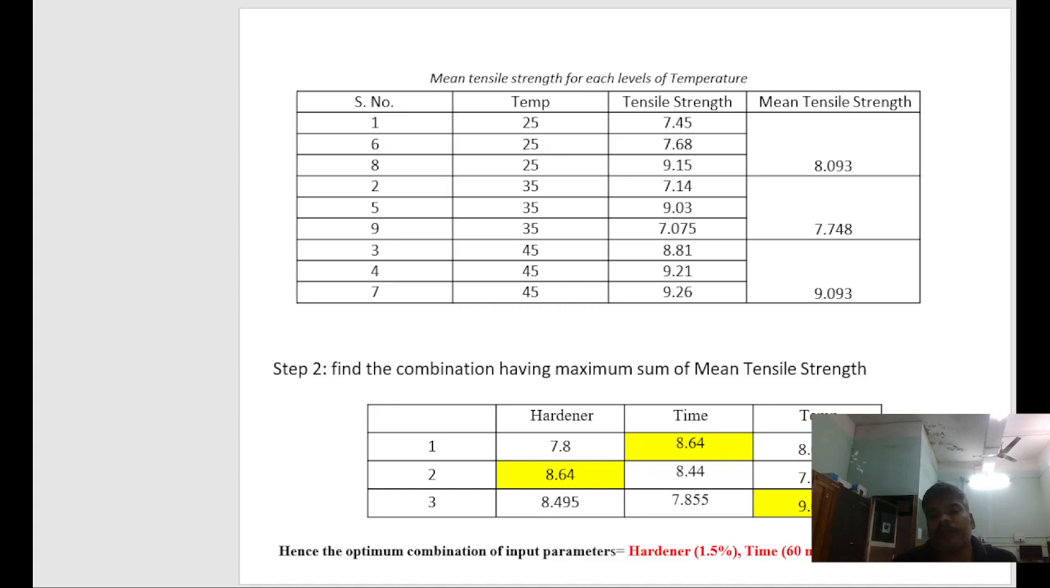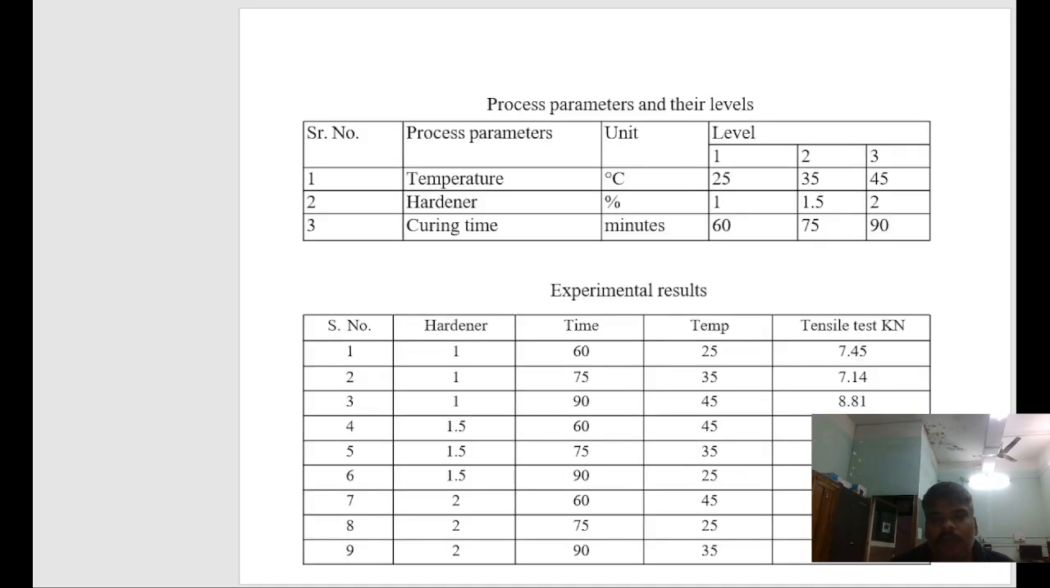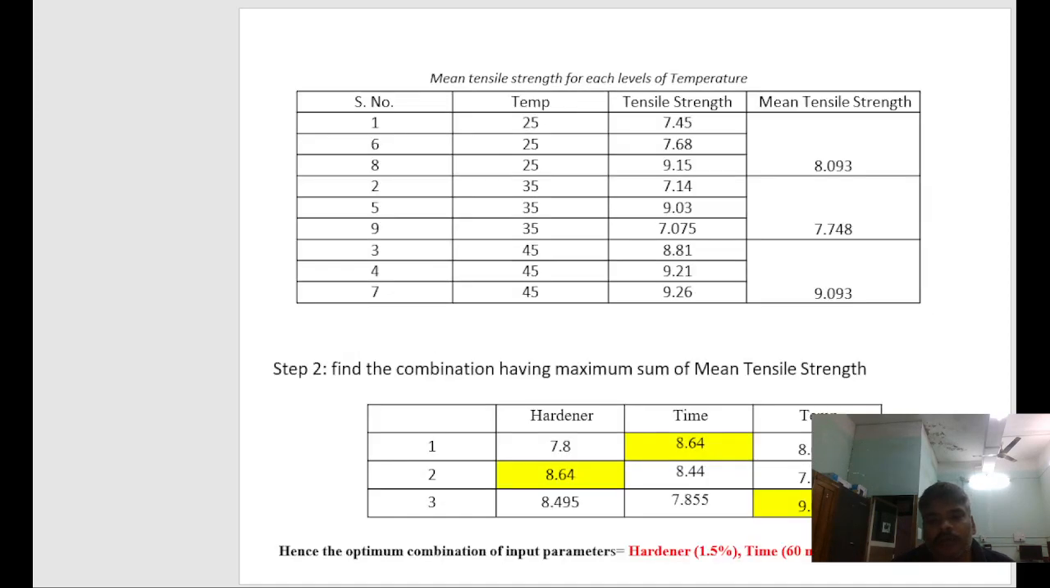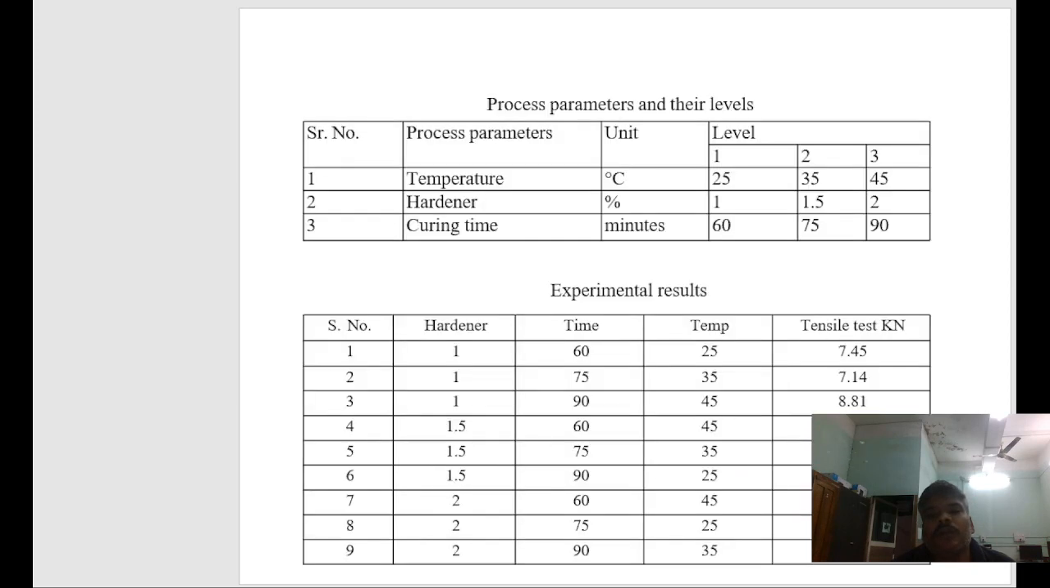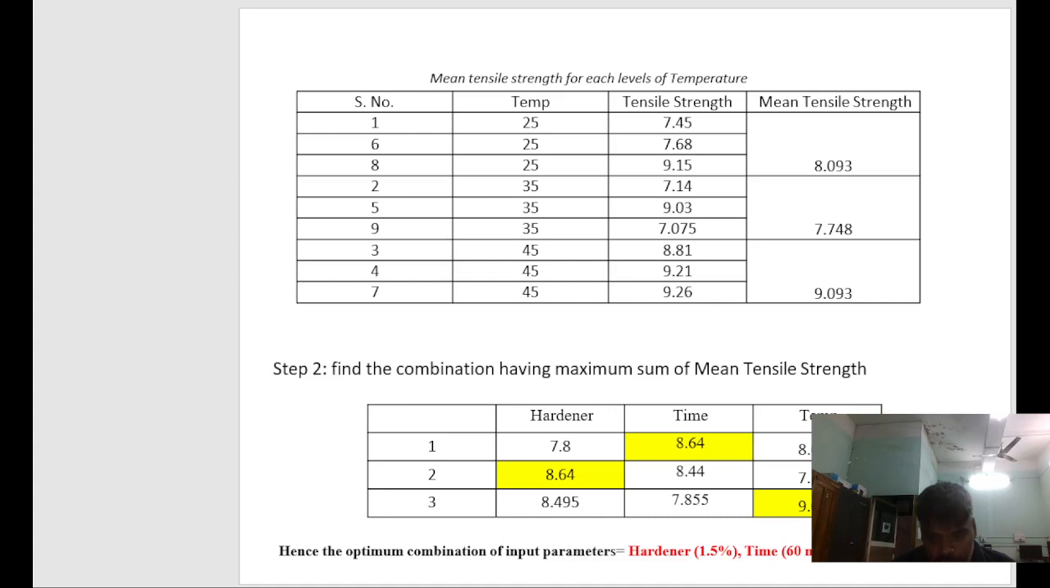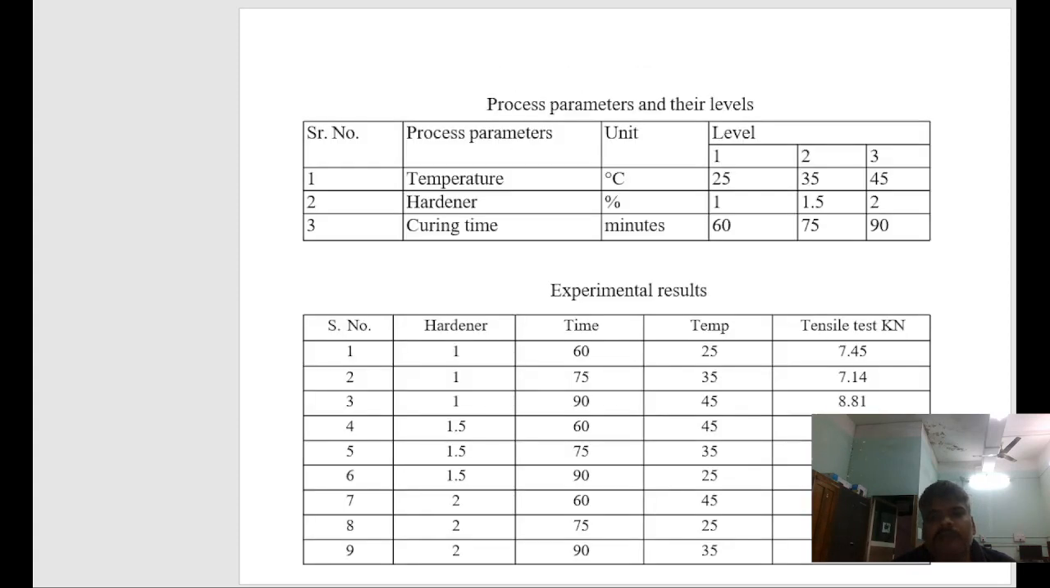Then step 2 is to find the combination having the maximum sum of mean tensile strength. So hardener level 2, time level 1, temperature level 3. Hence the optimized combination of input parameters: hardener should be 1.5%, level 2, you can see in level 2 the hardener is 1.5. Time level 1, so in level 1 time is 60 minutes. Temperature level 3.